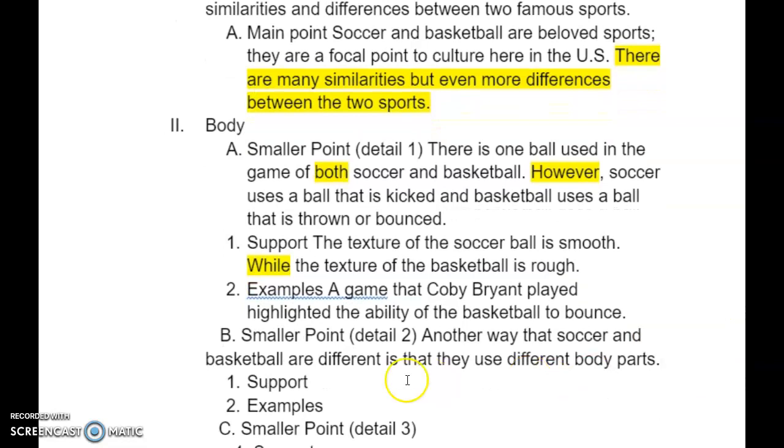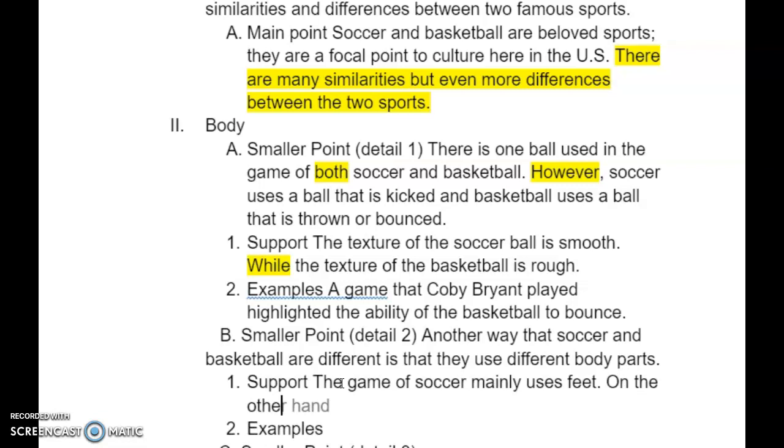Now I'm going to support it. I'm going to say the game of soccer only uses, or mainly uses, feet, and then my contrast word, on the other hand, basketball uses hands.